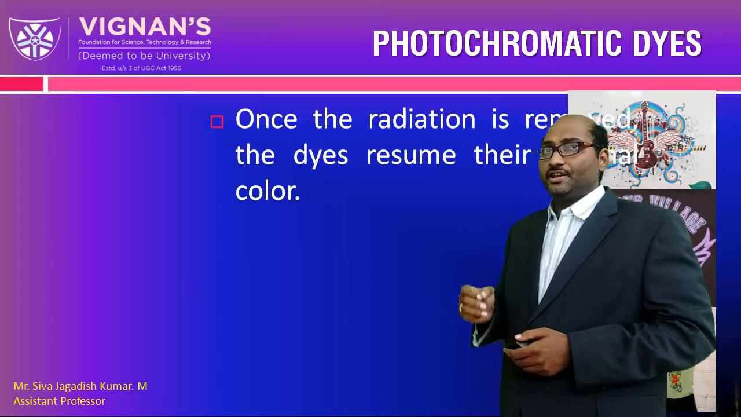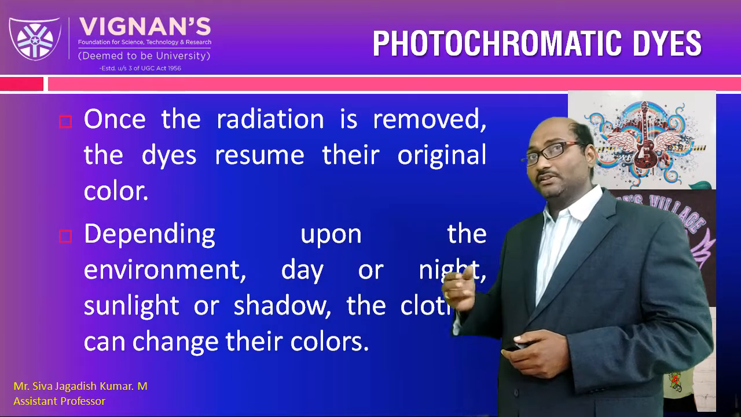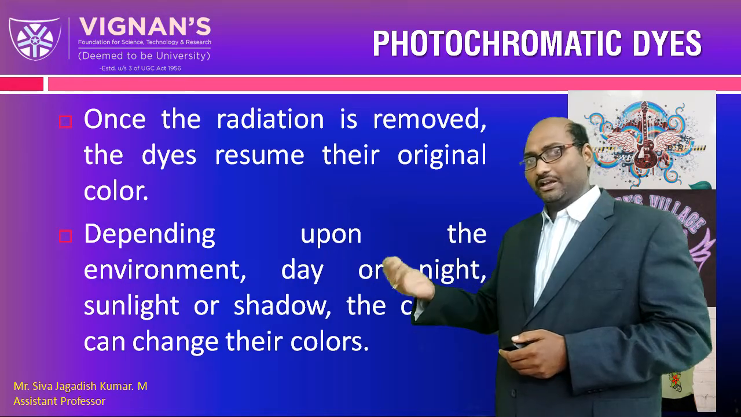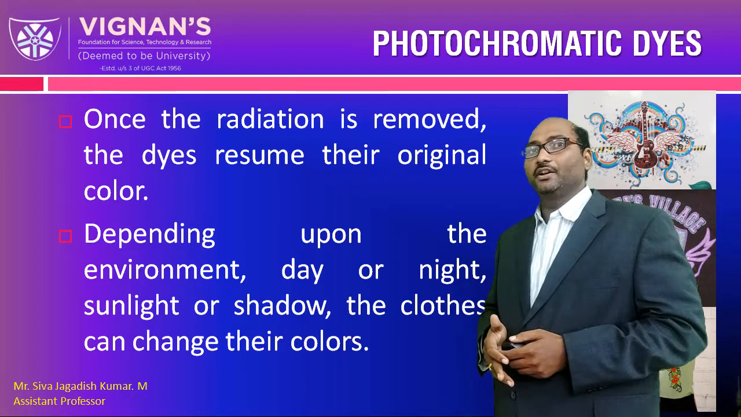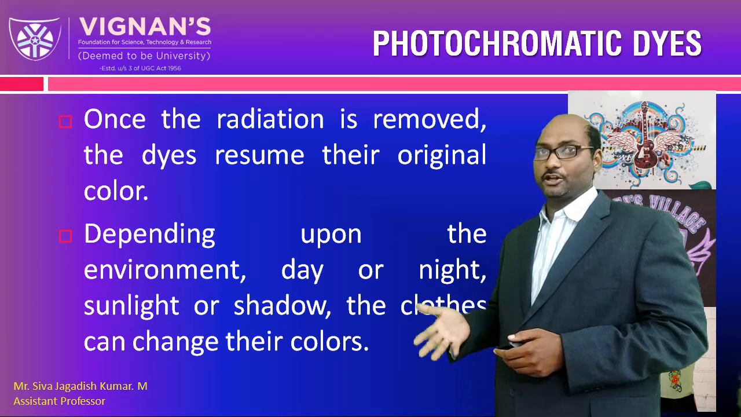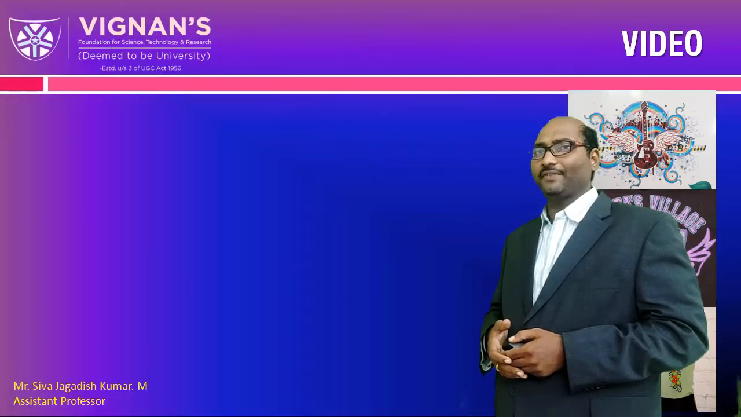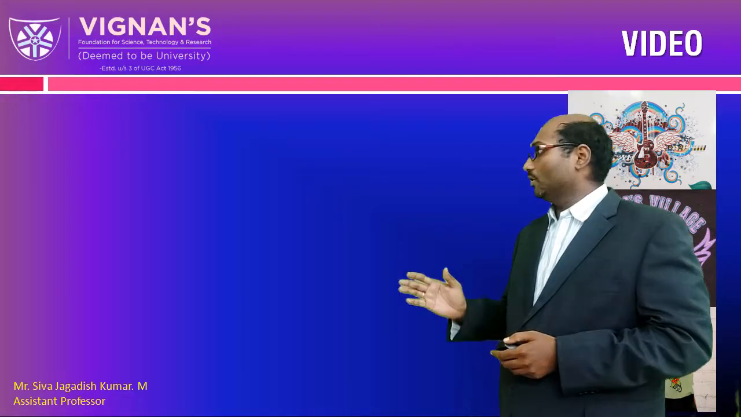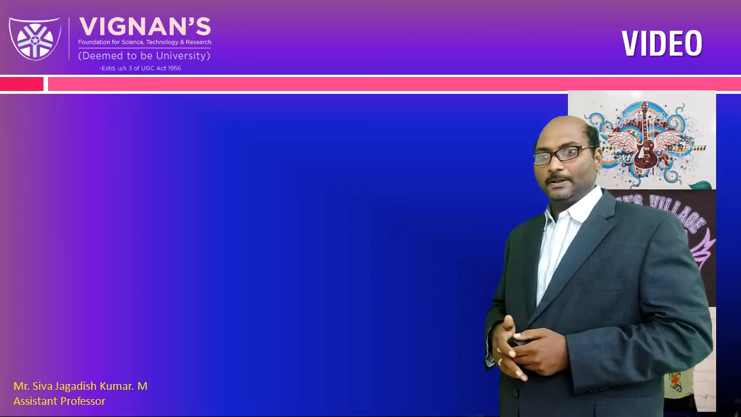Once the radiation is removed, once it is not under the sunlight, the dyes resume their original color. It will come back depending upon the environment, day or night, sunlight or shadow. The cloths can change their colors. Okay, isn't it very fascinating? Yes. So here we are going to see a few of the videos basically to understand.